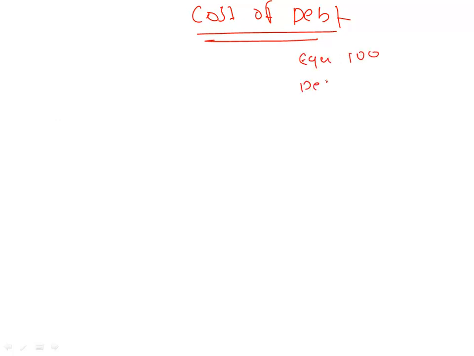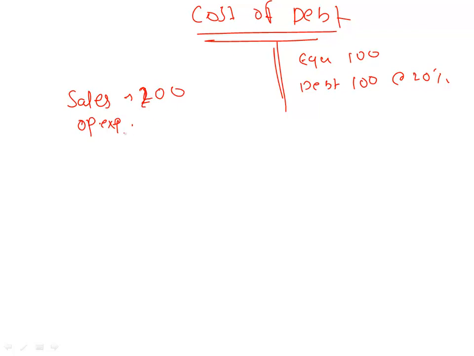Now the last one, which is cost of debt. So we'll do an example. There is a capital structure, equity 100, debt 100. Cost of debt is 20%. This is the balance sheet of that company. We will make an income statement. We will say sales 200 minus operating expenses. In fact, the best way to do it is to take two firms, firm A and firm B. Firm A is equity 100, debt 100, whereas firm B is only equity 200.